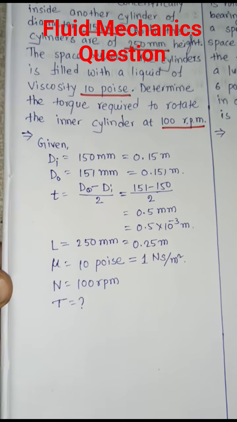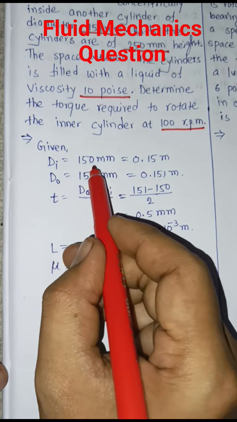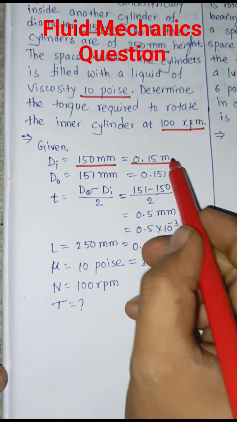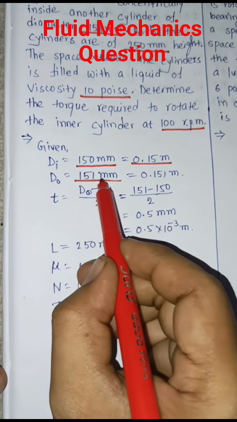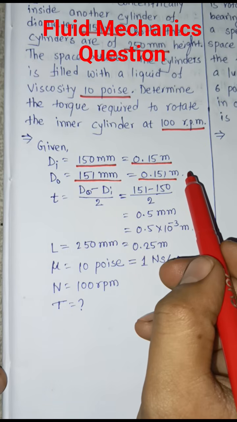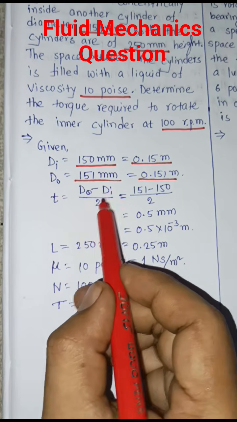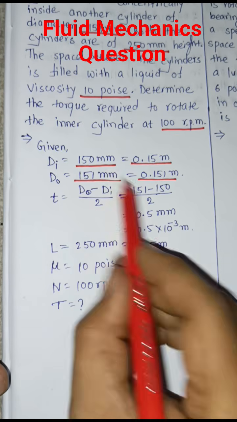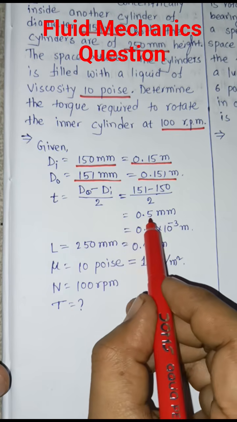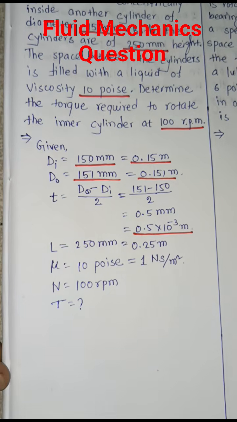So what is given in this question? Inner diameter is equal to 150 mm, that is 0.15 meter. Outer diameter is equal to 151 mm, that is 0.151 meter. If you want to calculate the thickness, that is outer diameter minus inner diameter by 2. So (151 minus 150) divided by 2 is equal to 0.5 mm, that is 0.5 into 10 to the power minus 3 meter.